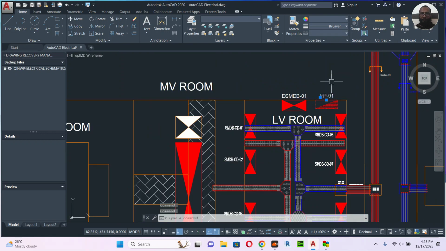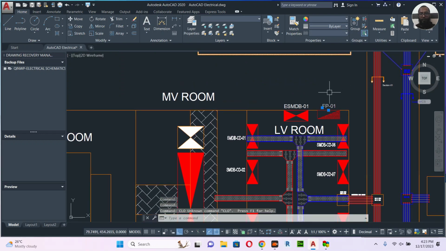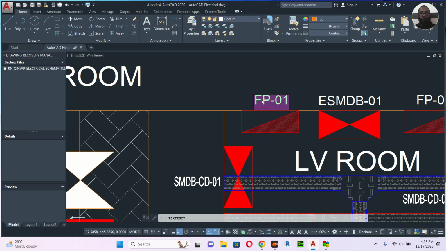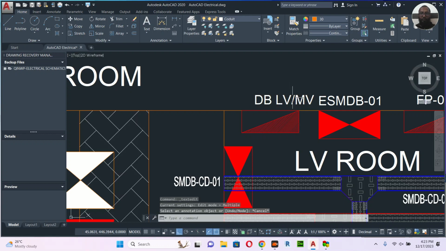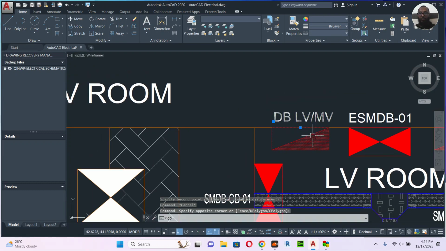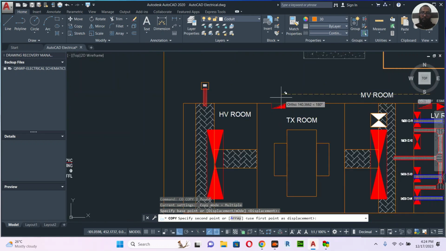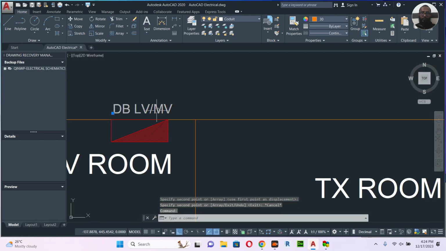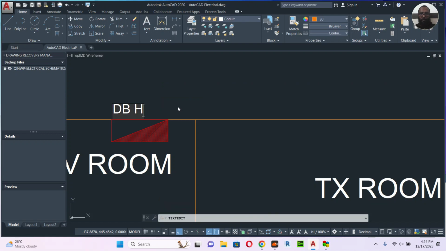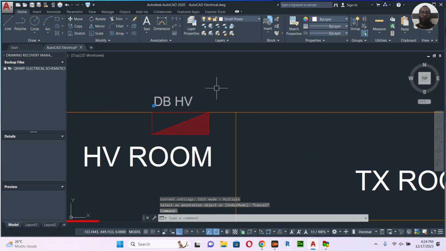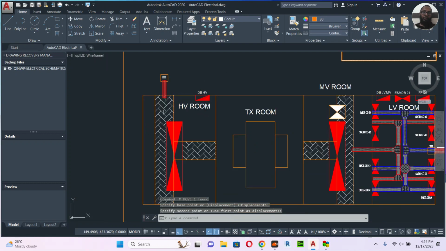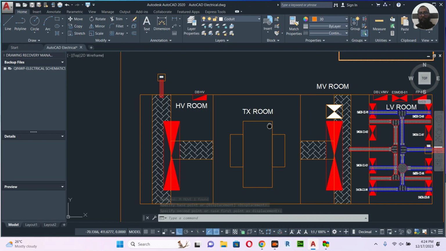So this dB we will put, copy, let's put dB LV slash MB. So we can use the same dB for these two rooms, no problem. But for HV it should be separate. You cannot mix it with this one, because this one will be with the government. Once everything is finished, they will lock it and take the key, so we cannot enter it after it is finished.